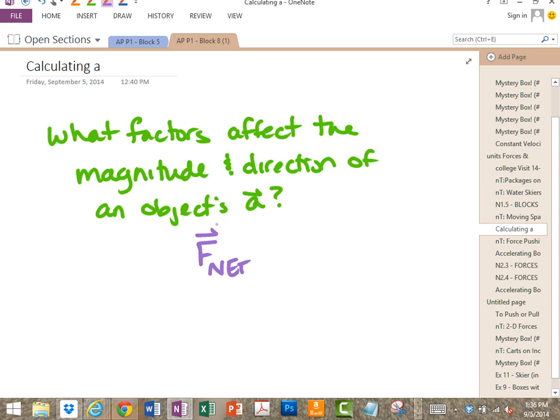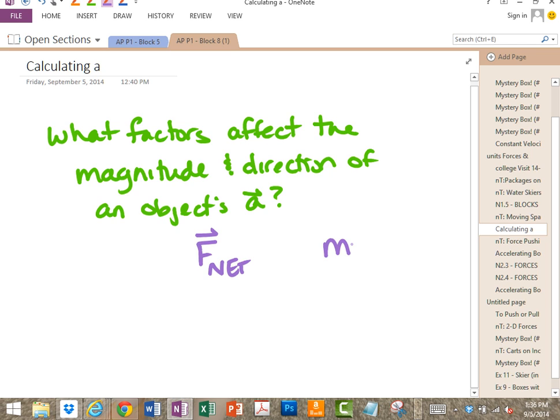What else might affect how much something is going to accelerate? Friction. That counts as force. That's part of the net force, yeah. So forces are kind of off the table now. An object's mass. What do you think about that? Affects the magnitude of the acceleration?